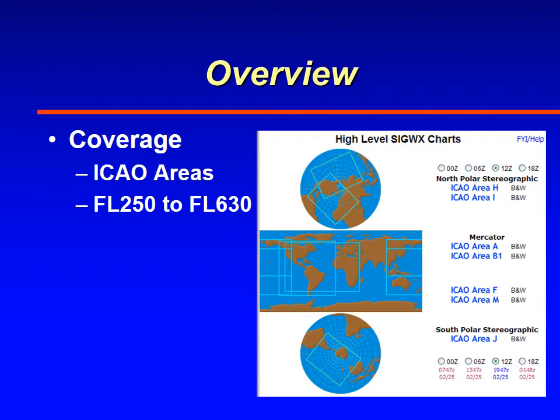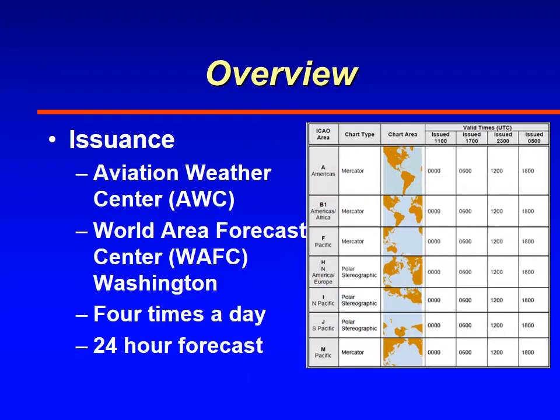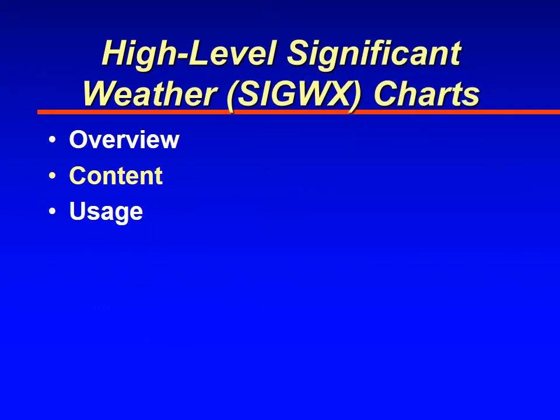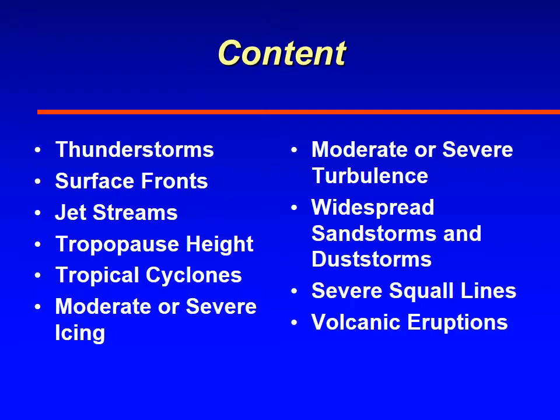So you can go out to the Aviation Weather Center and click on these areas or regions and look at the charts. Charts come out from Aviation Weather Center in coordination with the World Area Forecast Center in Washington, D.C. They come out 4 times a day. These charts are a 24-hour forecast. So what's included in these charts? Pretty much the same things that you saw at the mid-levels, except you won't see any icing or clouds here.